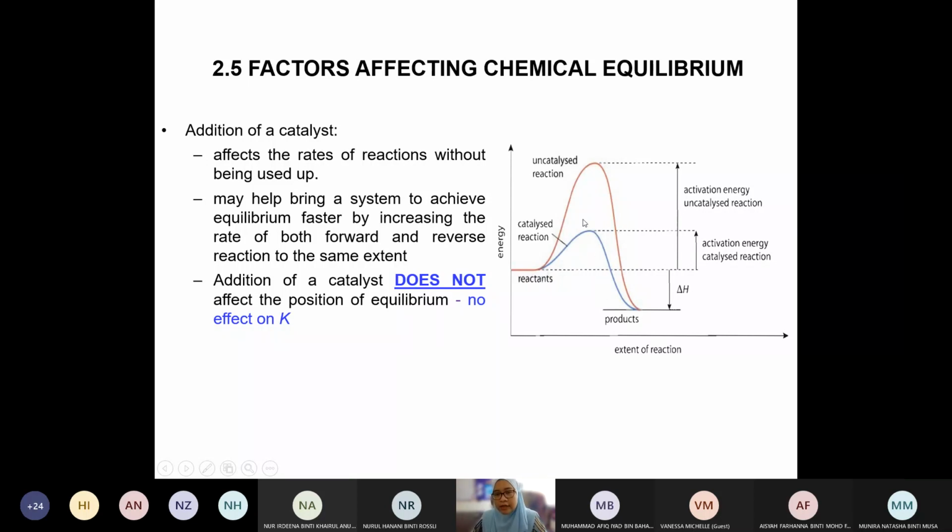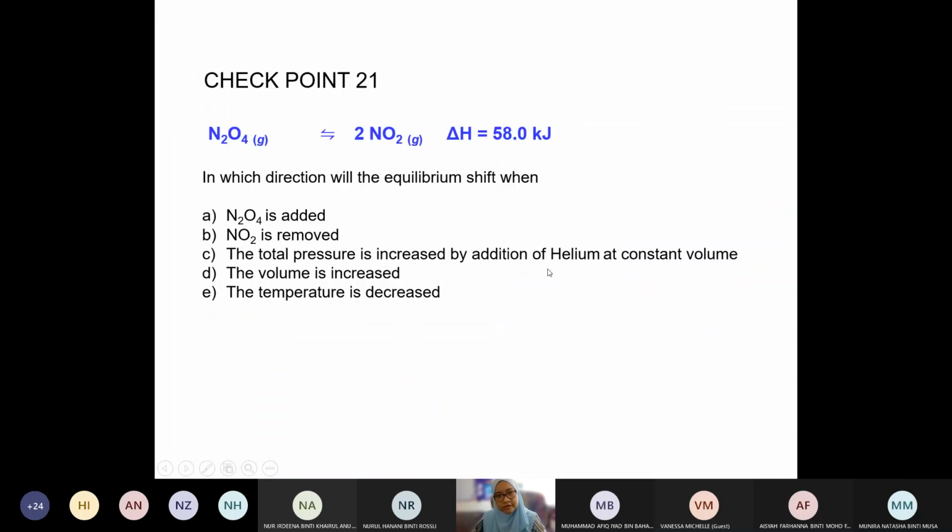Okay, so the end point should be the same. The end point means the energy of the product. The difference is in terms of the EA only. Okay, if you draw the starting point different and the ending point different, that is wrong. Okay, that is wrong. Alright, okay.